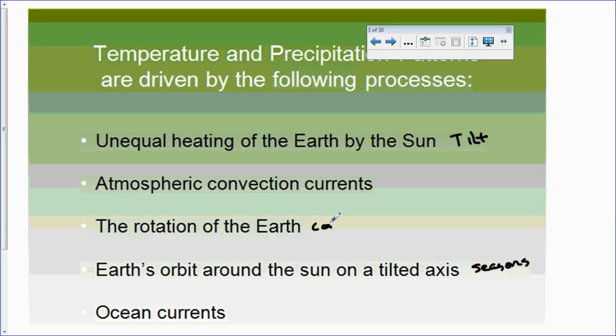Over here, this is Coriolis. And atmospheric convection currents, this is rising and falling. So this is density and pressure properties of the air. And of course, the ocean currents. The ocean currents carry nutrients, and they also transfer cold air, and they mix the surface water with the lower water. That has some interplay with some of the air currents.